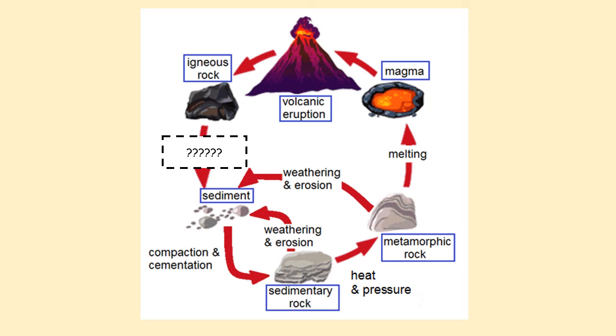And what word is missing here? What words turn igneous rock into sediment? Well, the answer there is weathering and erosion. So that has been a set of questions going over the rock cycle and how all the types of rock are made.